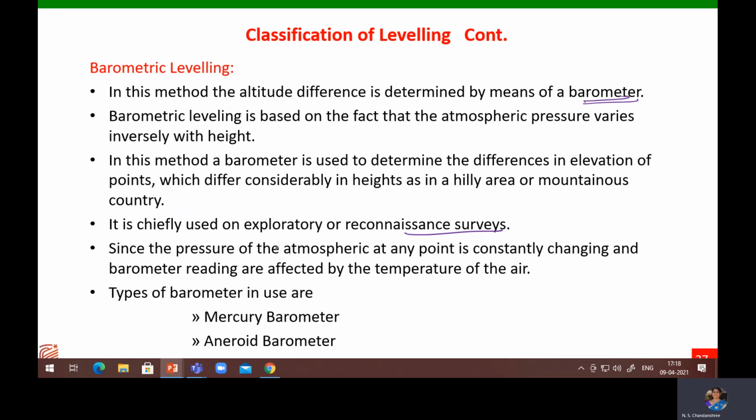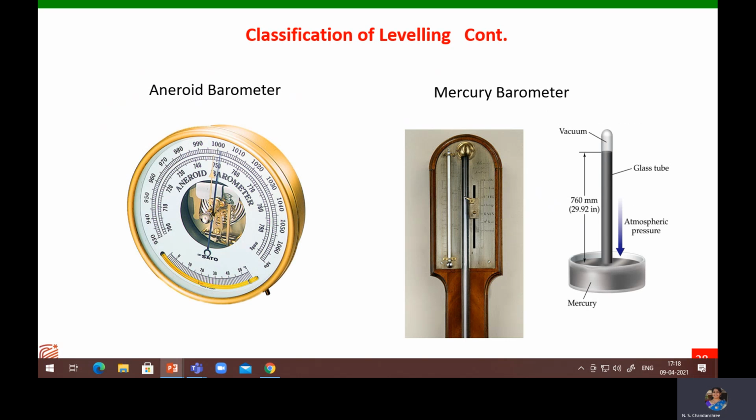Since the pressure of the atmosphere at any point is constantly changing, the barometer reading will also be affected by the temperature of the air. As the temperature rises, the air becomes thinner and the pressure decreases. As the density of the air increases, the pressure also increases. The types of barometer used are the mercury barometer and the aneroid barometer. These are the two barometers that can be used.